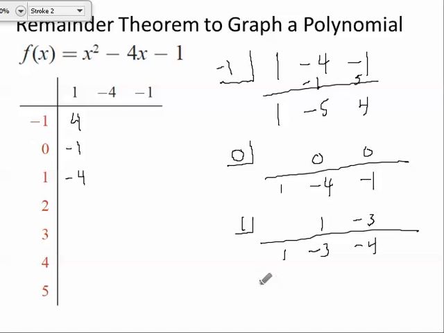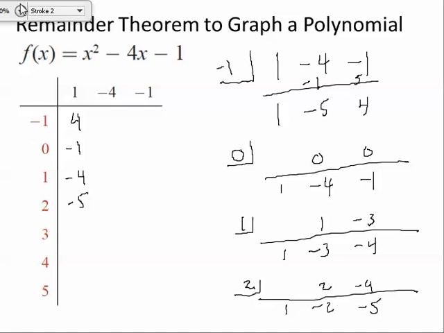And if I put a 2 in here, bring the 1 down. 2 times 1 gives me a 2. 2 times -4 gives me a -2. 2 times 2 gives me a -4. Adding the -1, -4, we get a -5. Can you see I'm getting points that I can now plot? I've got -1, 4; 0, -1; 1, -4; 2, -5. It's giving me a series of points that I'm able to plot and get a graph.